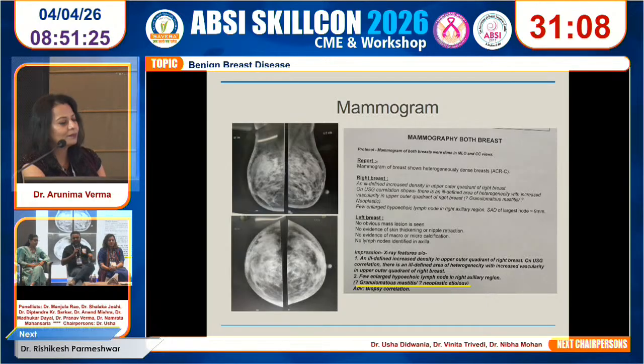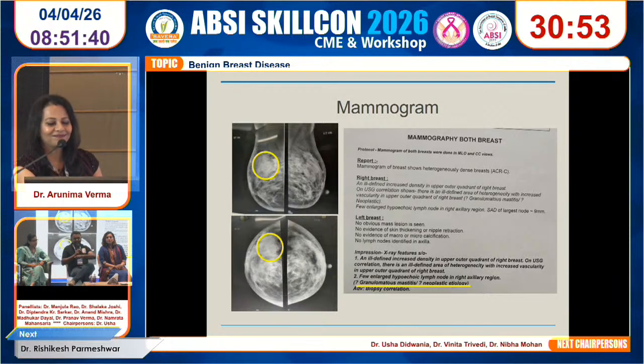So just a take home message here: many a times we radiologists give a diagnosis on mammogram itself, but this is Birad 0. Yeah, I know, I have not read the entire report. So you have to correlate with USG, and then you have to come to a final diagnosis.